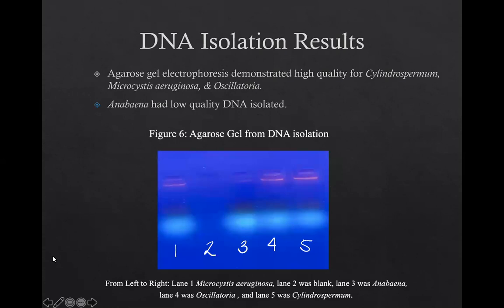Now onto our DNA isolation results. Here is our gel, and here are our results in a 1% gel. As you can see, there was high quality DNA extracted from the genera Cylindrospermum, Microcystis, and Oscillatoria. However, preliminary isolation resulted in insufficient or low quality DNA from Anabena.